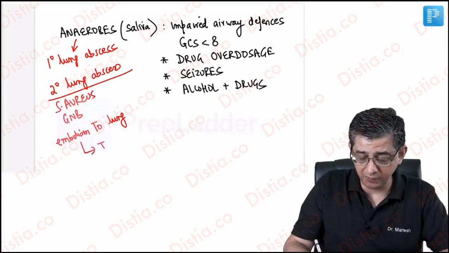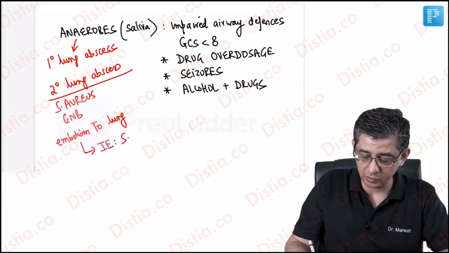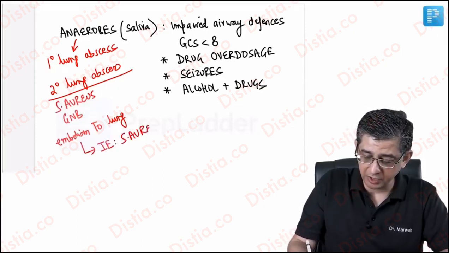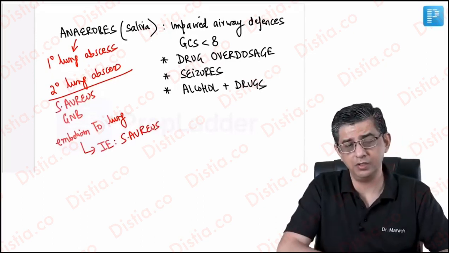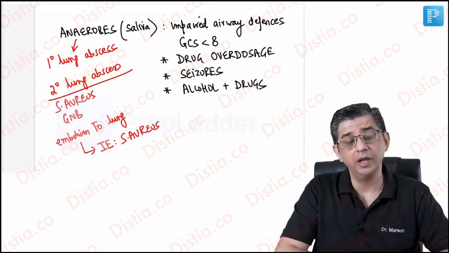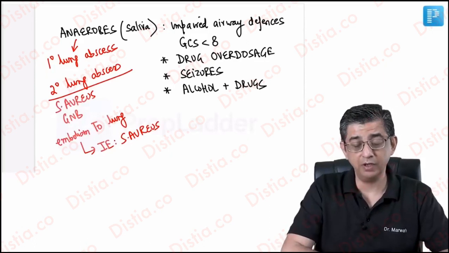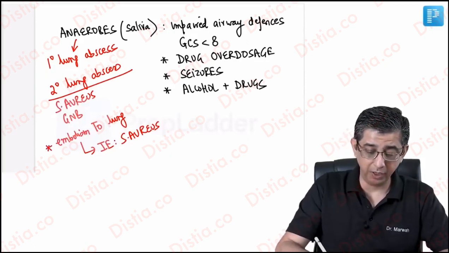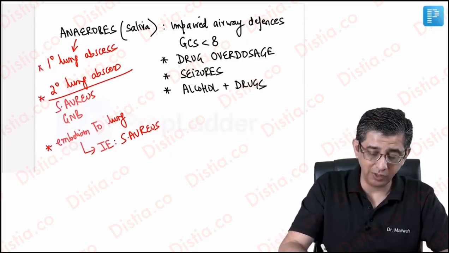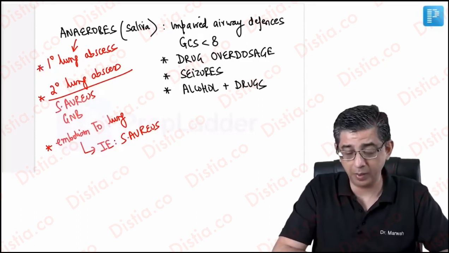This person is having infective endocarditis thanks to Staph aureus, and the vegetations are getting embolized to the lungs by the right side of the heart, and therefore the person could be developing a lung abscess subsequently. So these are three accessory facts that I want you to remember.